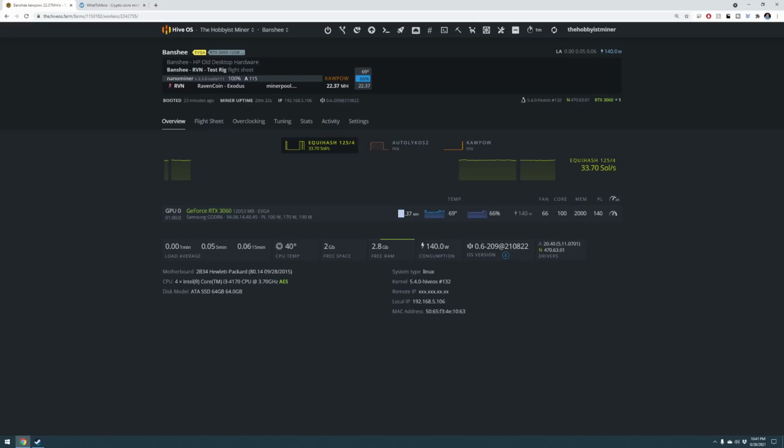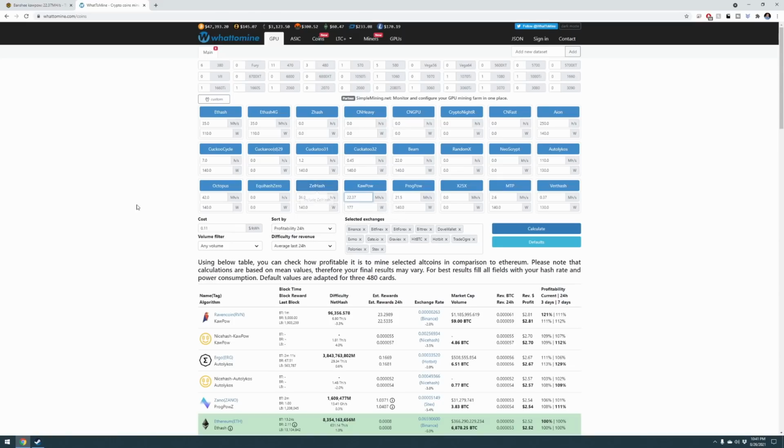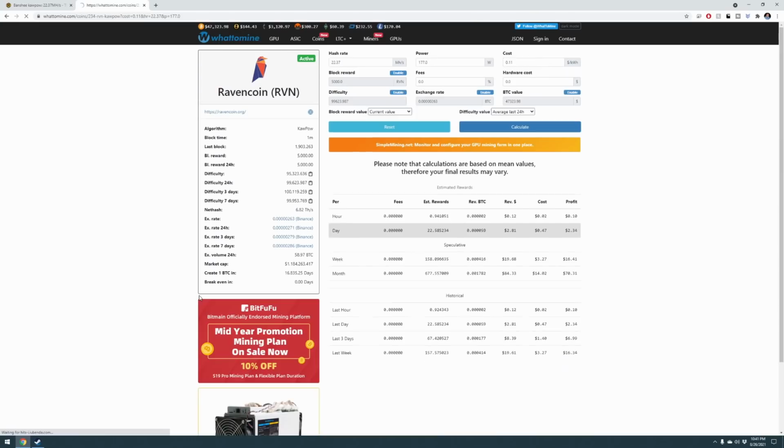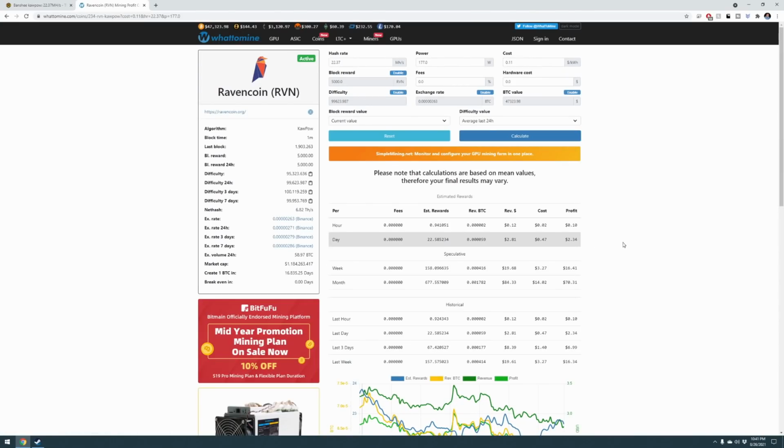So for all intents and purposes, let's say the pool says 22.37. So we're going to come in here, 22.37. So now what we've done is we've taken our pool's average, 22.37, we're taking what it's seeing at the wall, 177 watts, and we're taking electricity cost and hitting calculate. Well, now we're getting a little bit better of a picture as to what this is going to make per day. So now we're truly down to $2.34 a day, $16.41 a week, and a month, $70.31. This down here beforehand was $84.